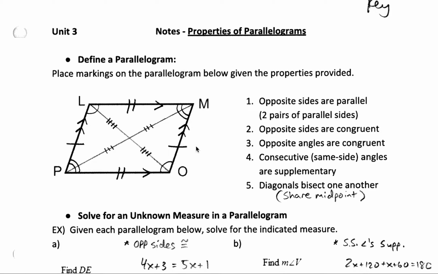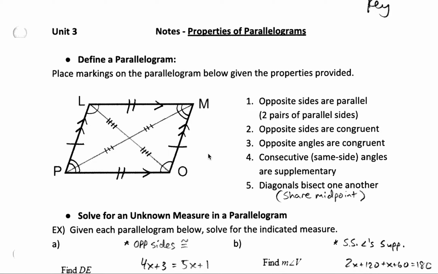Third property, opposite angles are congruent. So angles that are across from each other are going to have the exact same measure. So angle P and angle M measure the same. We're going to give them arcs to symbolize their congruency. Also, angles L and O are opposite, so they're going to be equal in their measures. So again, give them the same arcs. Angles L and O are not going to be the same measure as P and M, so make sure you give them different arc symbols.